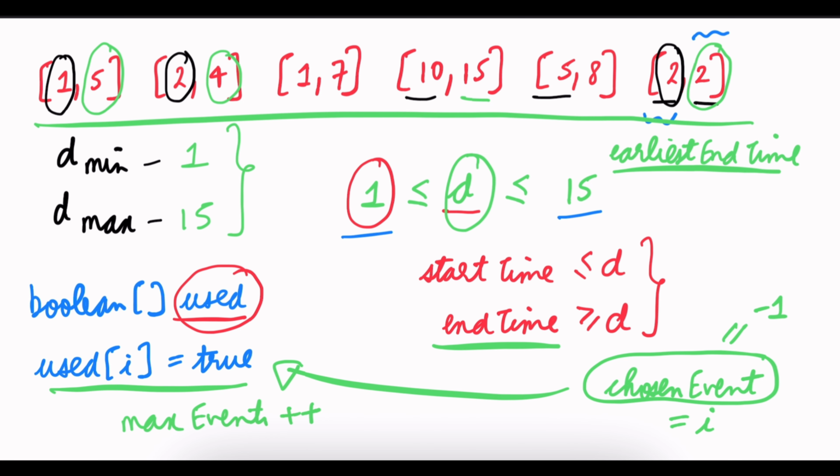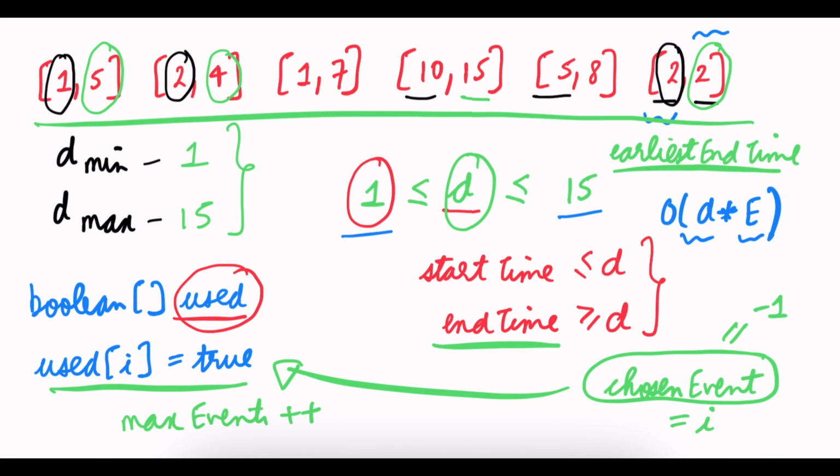The time complexity for this brute force solution is going to be equal to O of D times E, where D is the number of days and E is the number of events. The next question to ask ourselves is, can we do better? So the answer is yes, we can do better and improve our algorithm and solve this in O of E log E using a min heap approach.